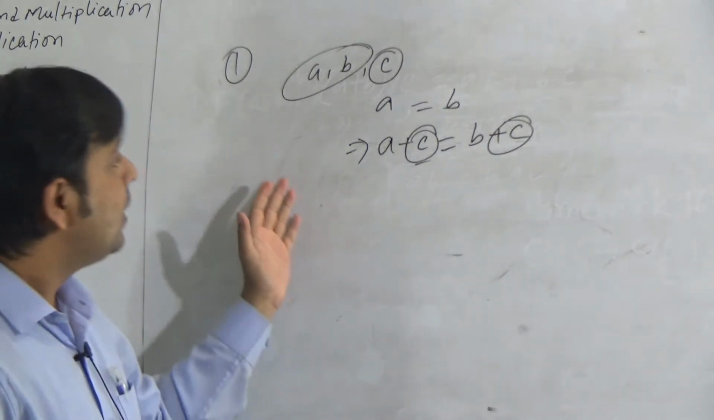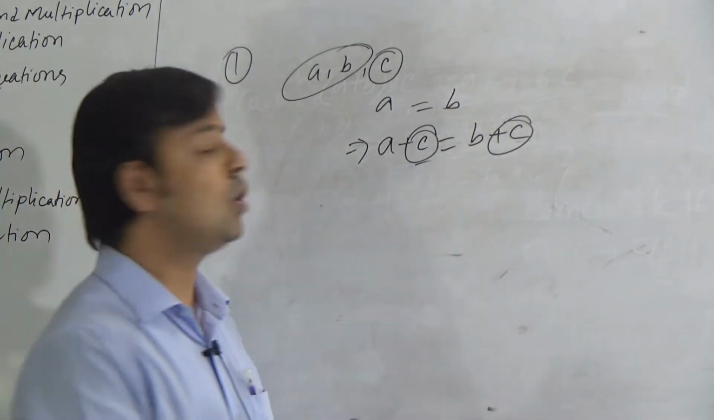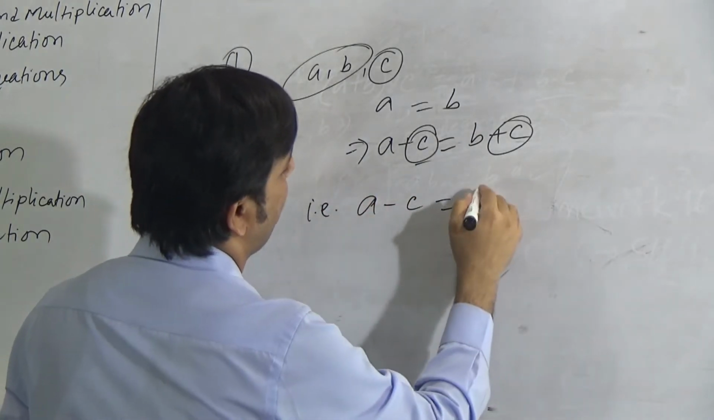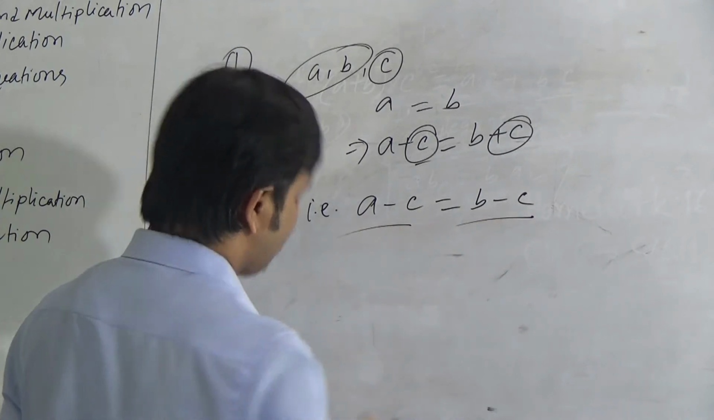Similarly, we can subtract the same number also. So we can say A minus C is equal to B minus C. If we subtract, we will get the same.